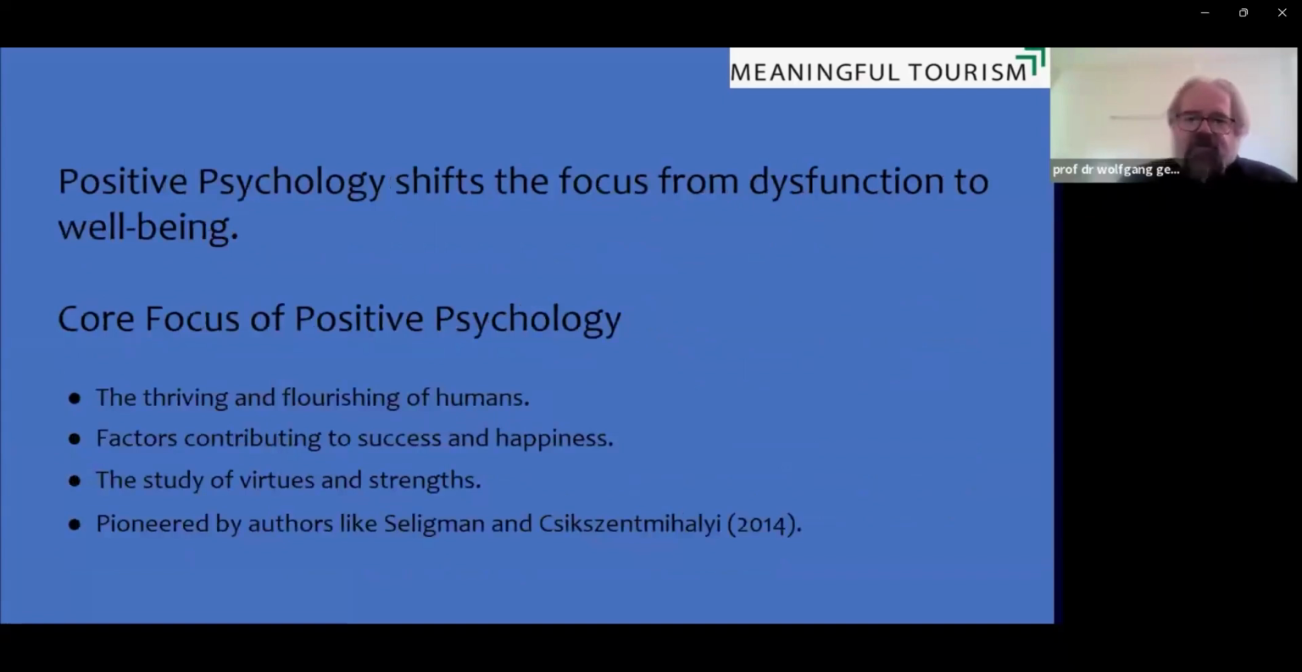So what is positive psychology? Very briefly, this is the idea to go from treating problems to fostering well-being in the first place. Positive psychology is focusing on the thriving and flourishing of humans and looking at the factors contributing to success and happiness, and the study of virtues and strengths rather than just dealing with your challenges and your weaknesses. It was pioneered by authors like Seligman and another gentleman, whose name I don't dare to pronounce, who gave us the idea of flow in tourism before.